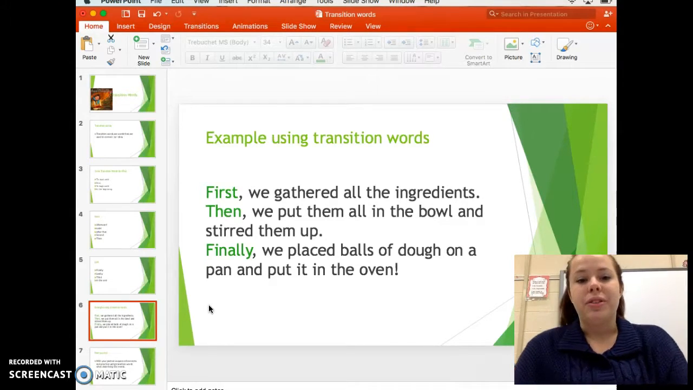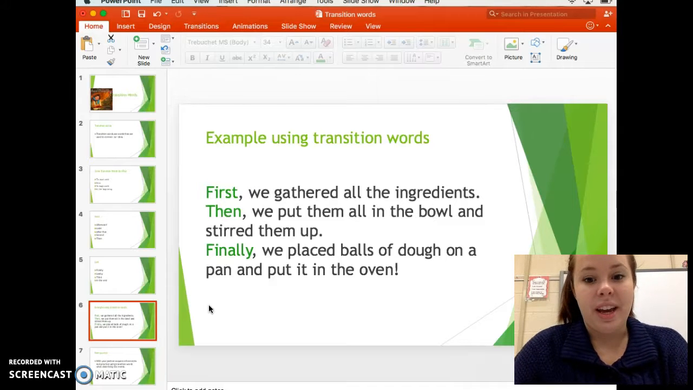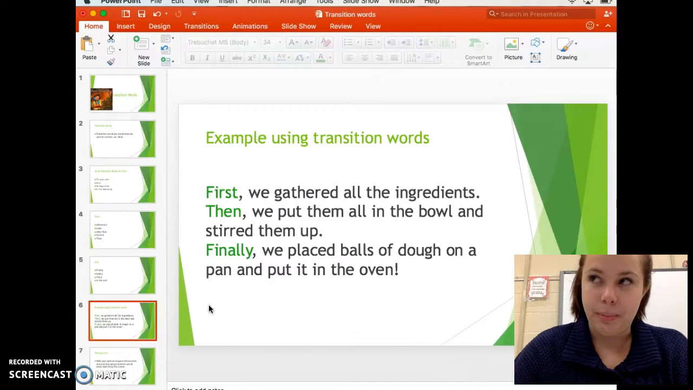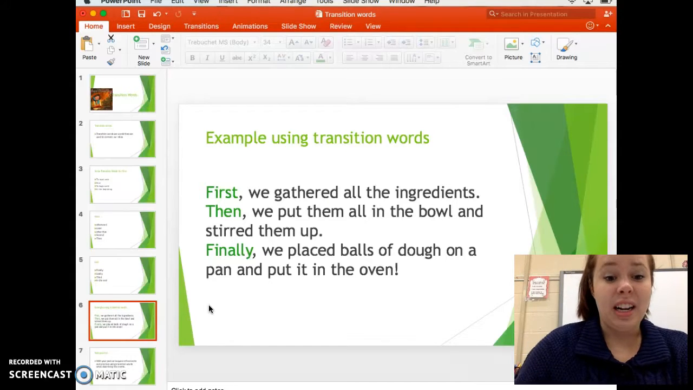So here's an example using transition words. So first we gathered all the ingredients. Then we put them all in the bowl and stirred them up. And then finally we placed the balls of dough on the pan and put them in the oven. So it shows the sequence of events that we did.